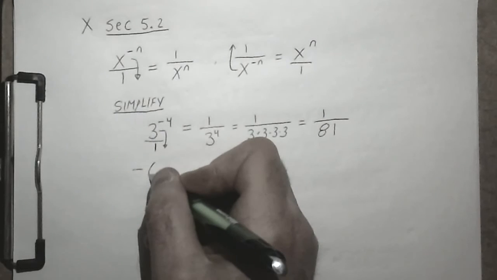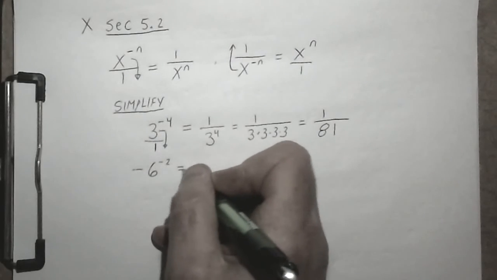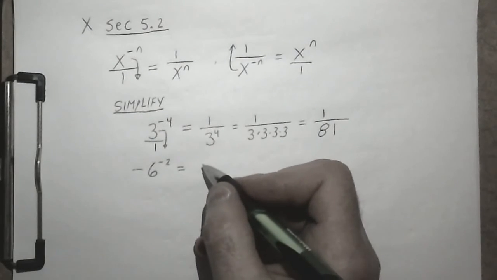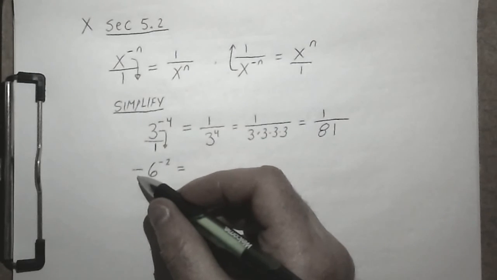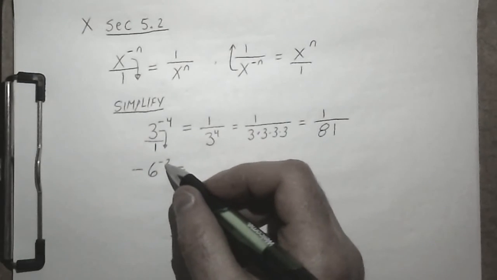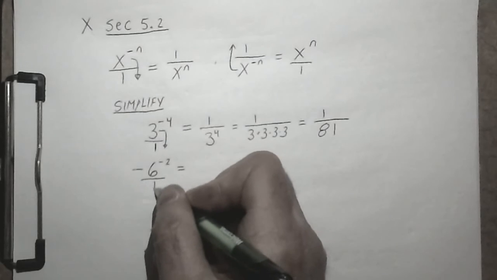Here's another one. What if I have negative 6 raised to the negative 2 power? Well, to simplify this expression, again, we have to get rid of the negative exponent. Don't worry about this negative sign in front of the 6. We don't care about that. We care about the negative sign on the exponent. This whole quantity sits over 1.